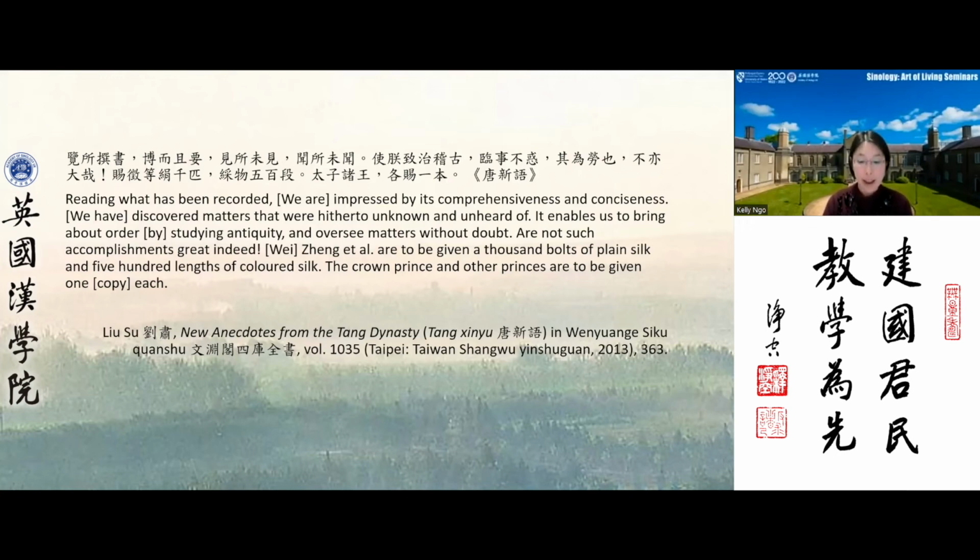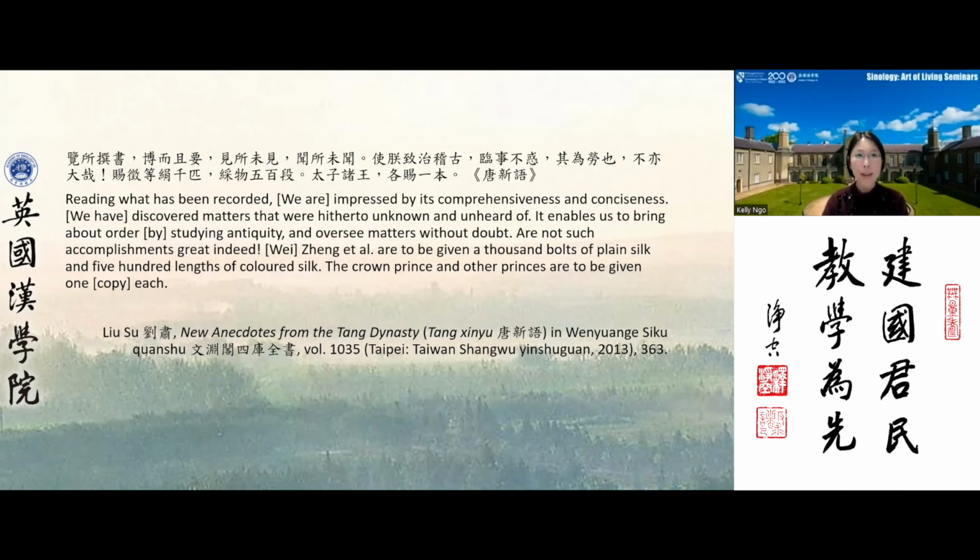In the same month that the Essentials was presented to the throne, Emperor Taizong actually personally wrote this reply to Weizheng as the chief editor. And he writes, "Reading what has been recorded, we are impressed by its comprehensiveness and conciseness. We've discovered matters that were hitherto unknown and unheard of. It enables us to bring about order by studying antiquity and oversee matters without any doubt. Isn't such accomplishment great indeed? Weizheng and the others are to be given 1,000 bolts of plain silk and 500 lengths of coloured silk. The Crown Prince and other princes are each to be given a copy of the Essentials."